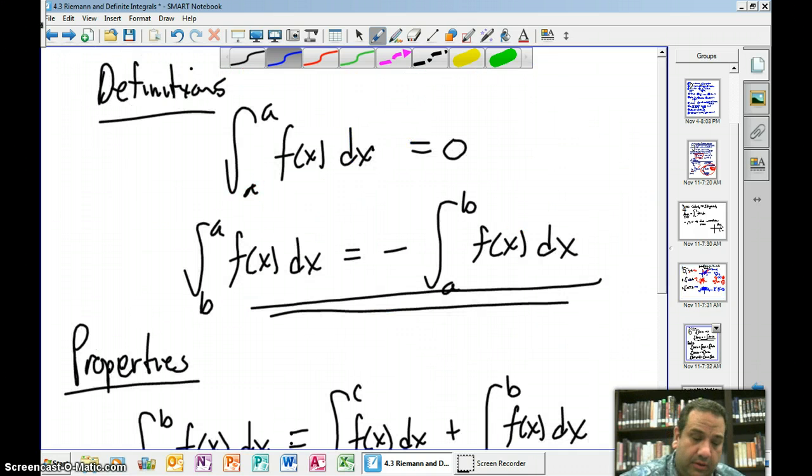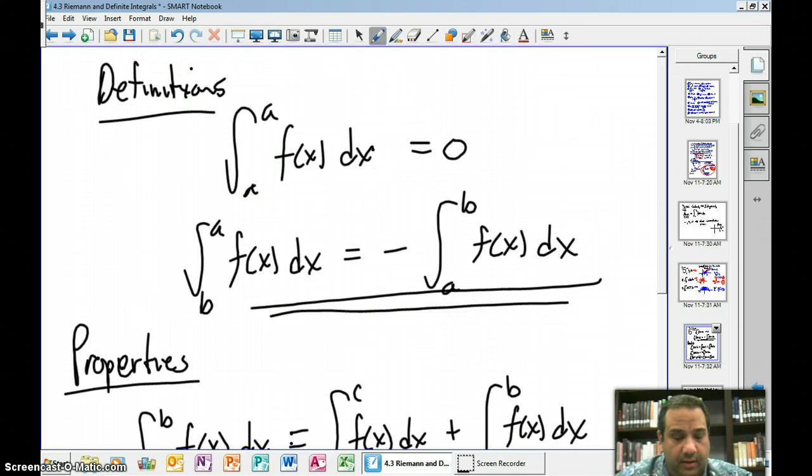There's some special definitions. If I'm going from A to A, that means I'm not even spanning anywhere. So the area is 0. It's like from here to here. From here to here, nothing. If I go from B to A, it's the minus of A to B. So I could switch these limits of integration, but you just got to remember that it's the negative of that.